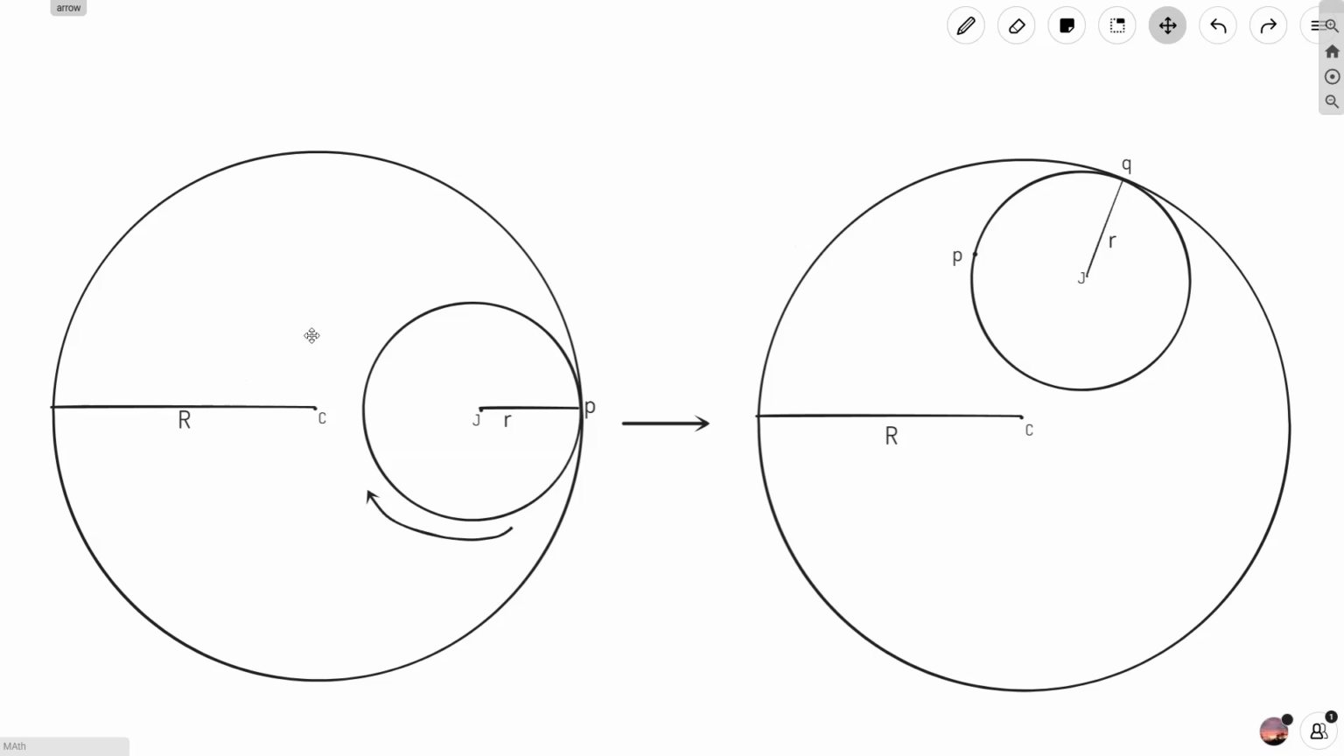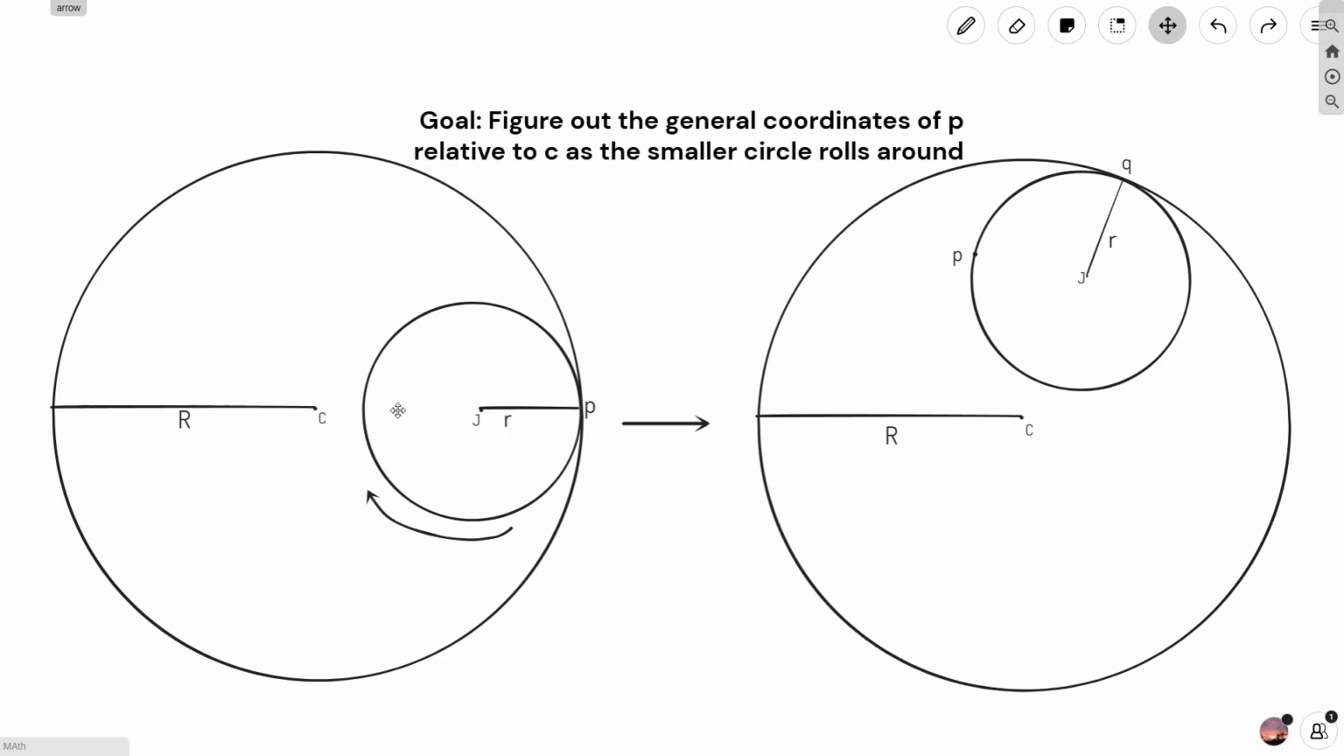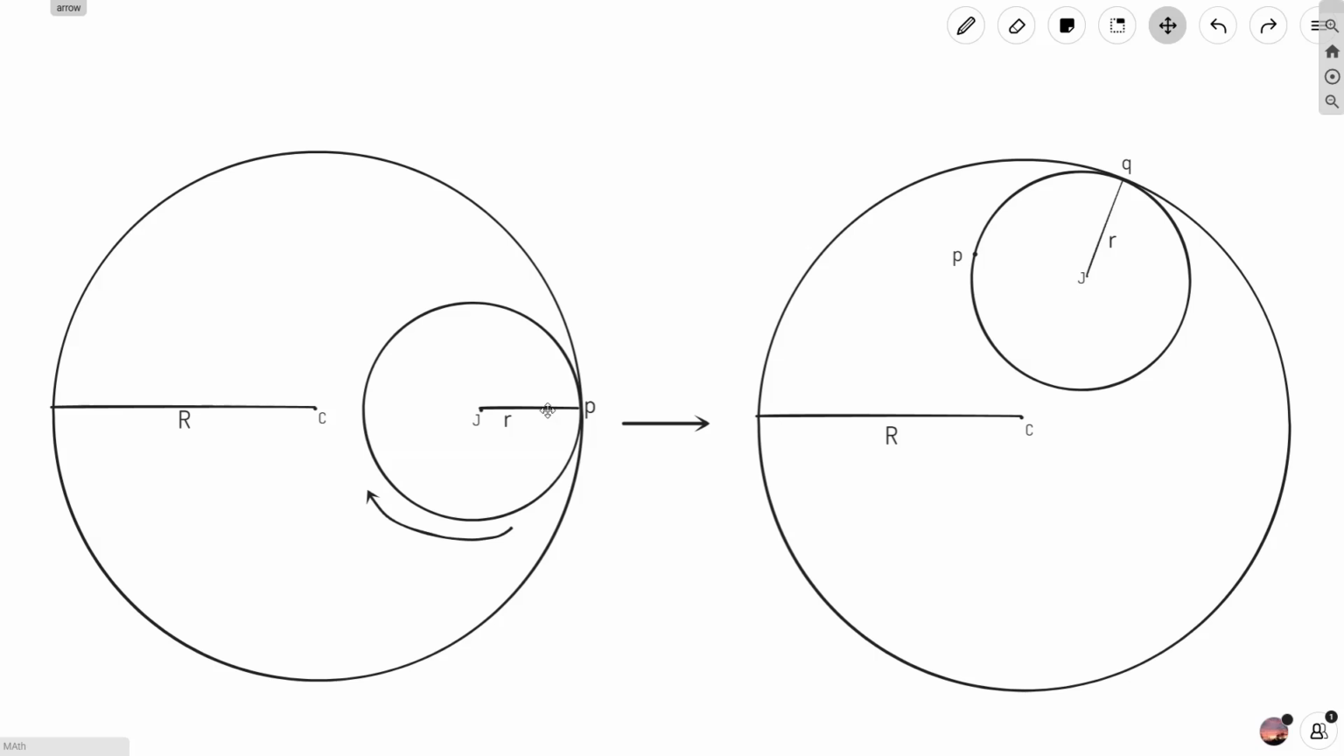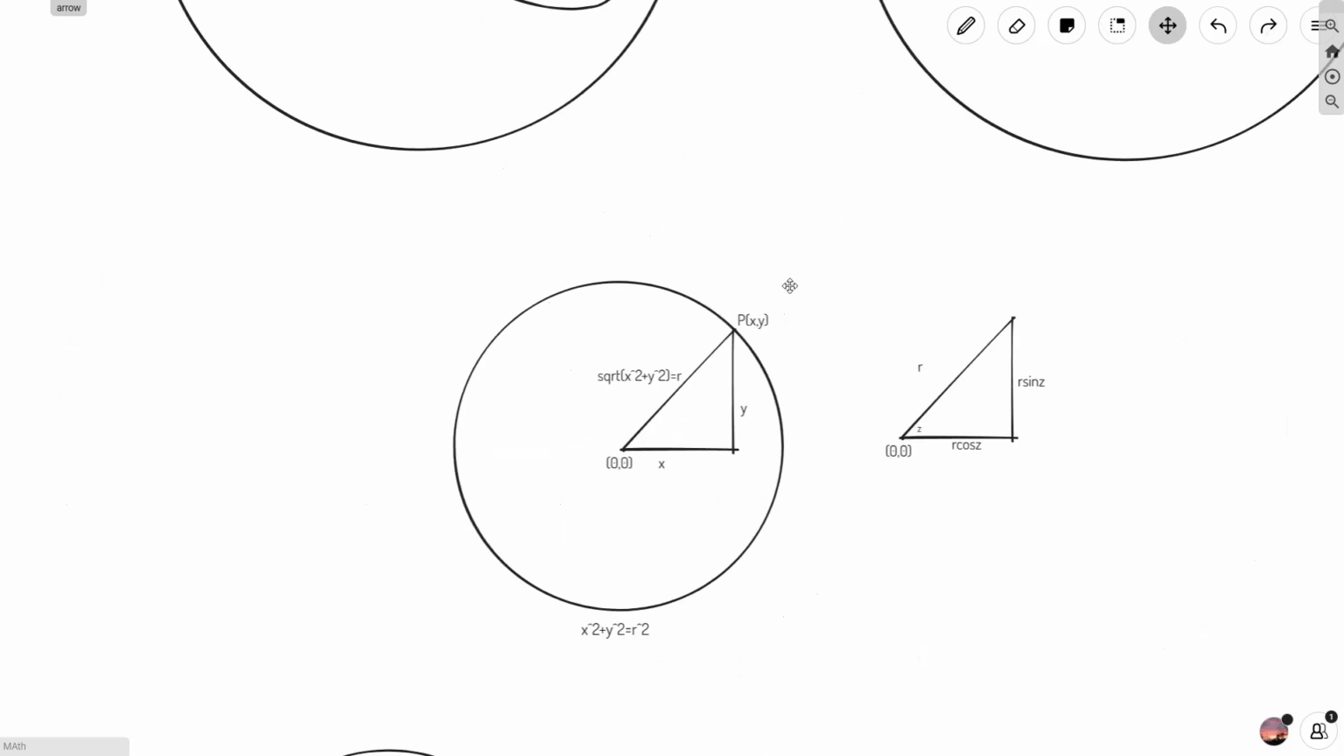And also, I labeled the center of the bigger circle as C and the center of the smaller circle as J. Okay, to reiterate our goal, we need to figure out the general coordinates of P as it moves around the curve relative to its center, C. Let's look at a circle, for example, to understand how this works.